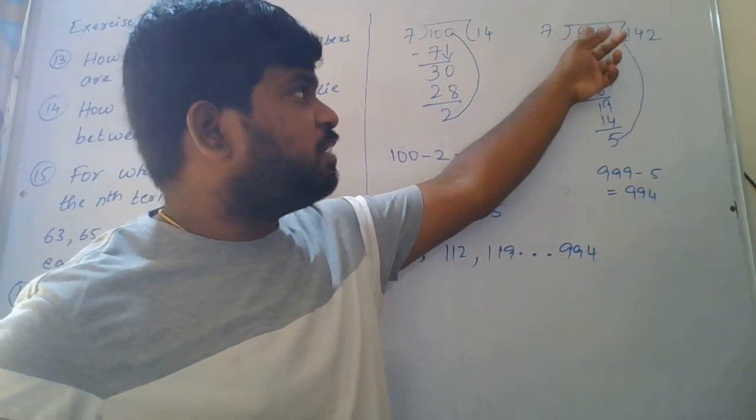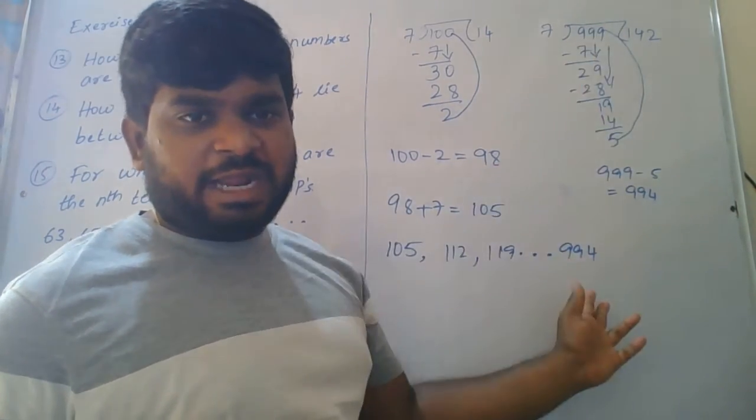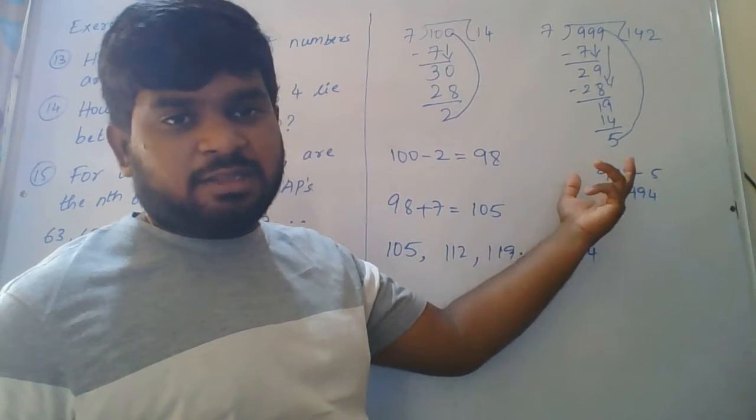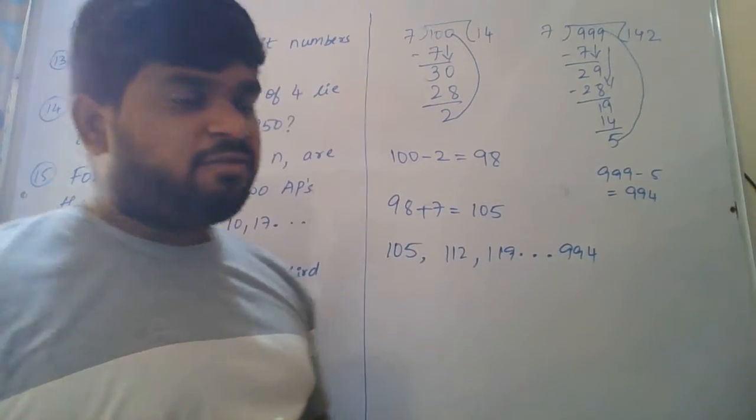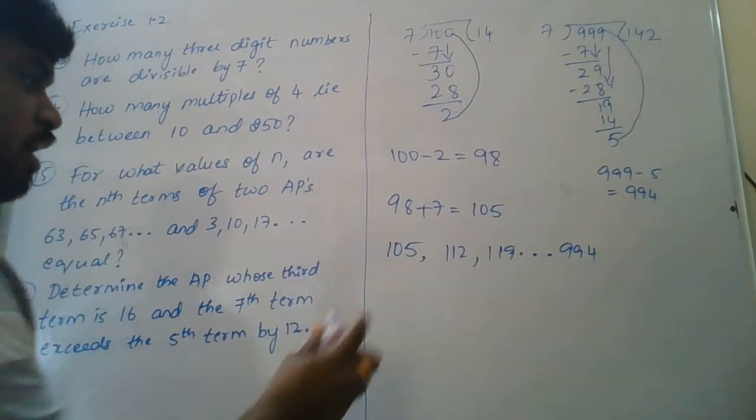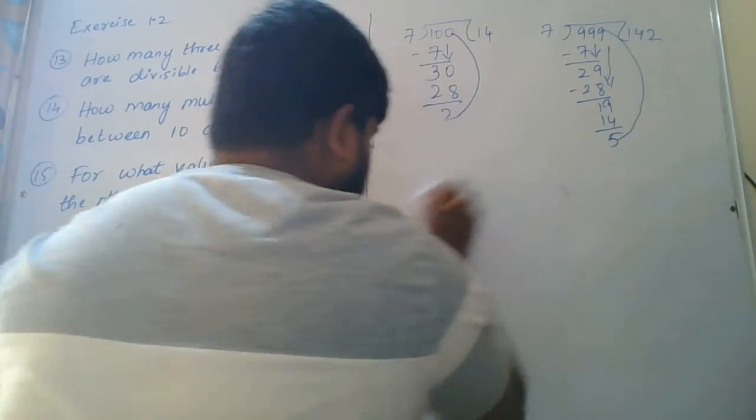To find the last term, take 999. Divide it. If you get the remainder as 0, you take 999 itself. But if you are not getting the remainder as 0, subtract the remainder. 999 minus 5, which is 994. Okay. So you got your AP. So let's write it.